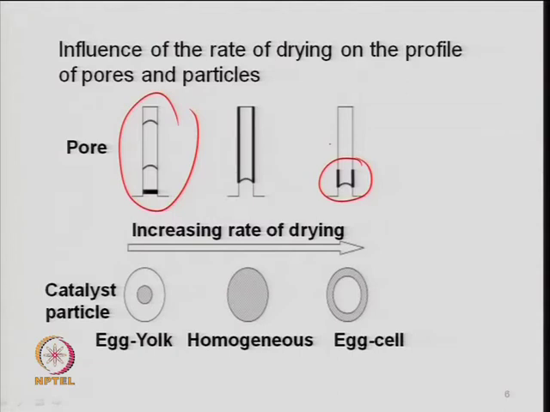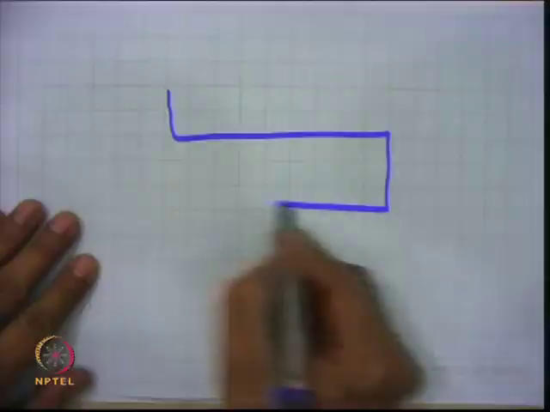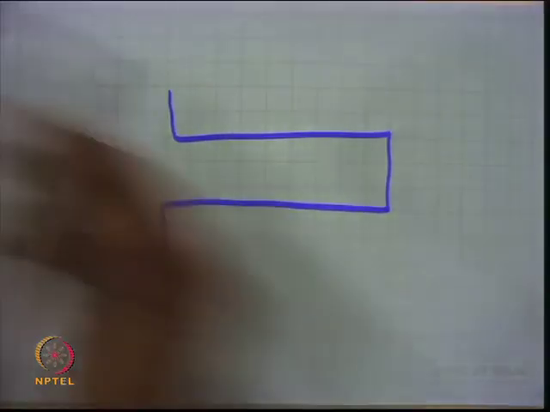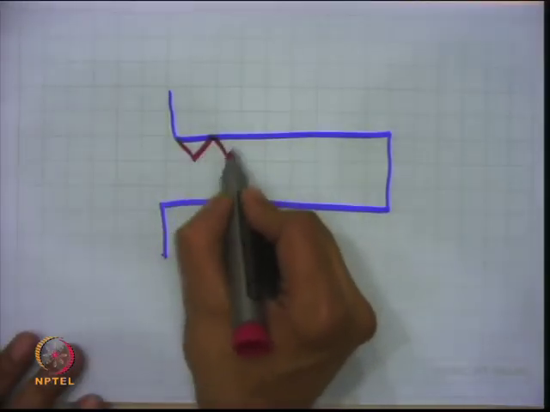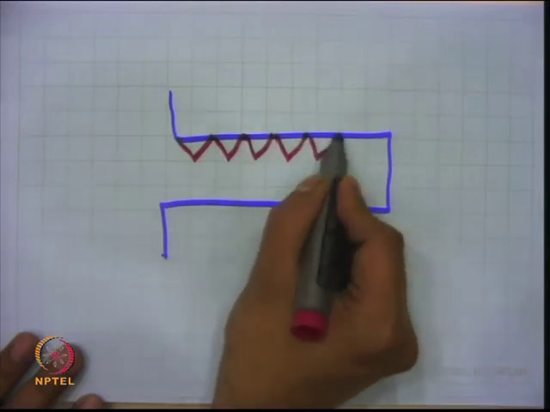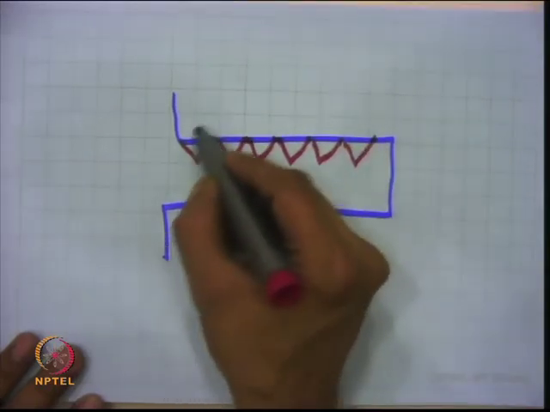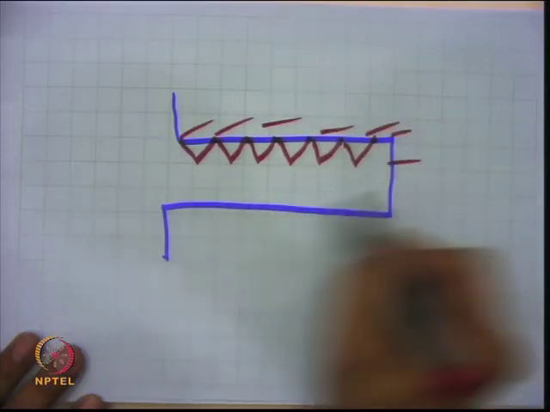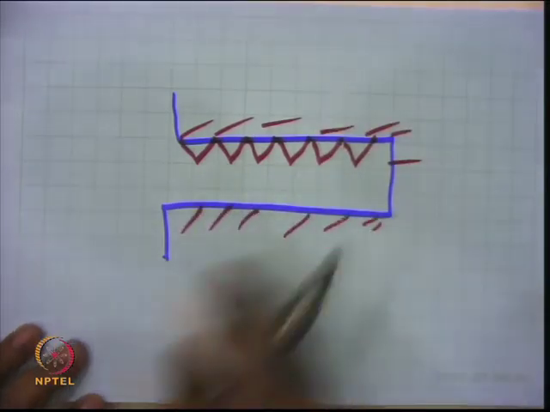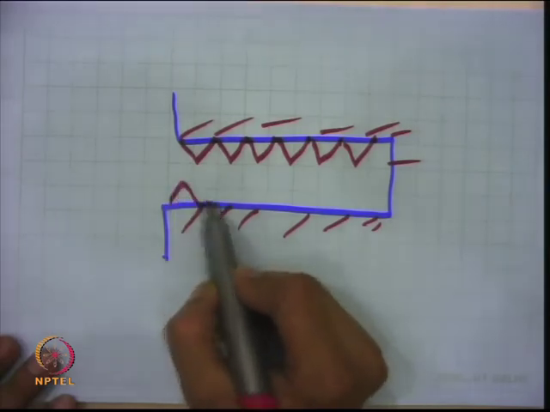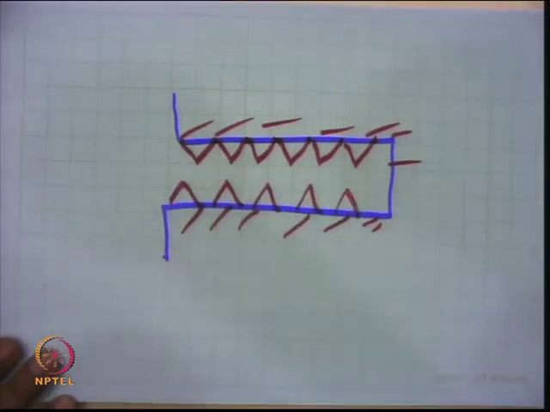This is a shell, basically, an eggshell. So, what I mean to say is that your rate of drying can give you a porous material where the metal may be deposited uniformly in the pore. So, this is one pore in a solid like this. There are millions of pores, and the active metal is deposited like this on the surface.